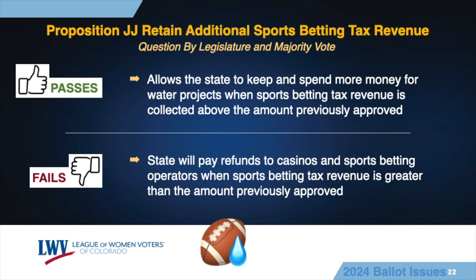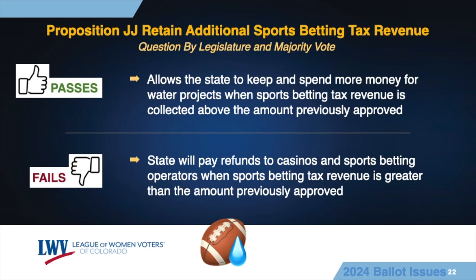If it passes, it allows the state to keep sports betting tax revenue above the amount previously approved by voters and uses this money for water projects rather than refunding it to casinos and sports betting operators. The additional money will be used for water conservation and protection projects. What if it fails? The state will pay refunds to casino and sports betting operators when the sports betting tax revenue is greater than the amount previously approved by voters. Why is it on the ballot?